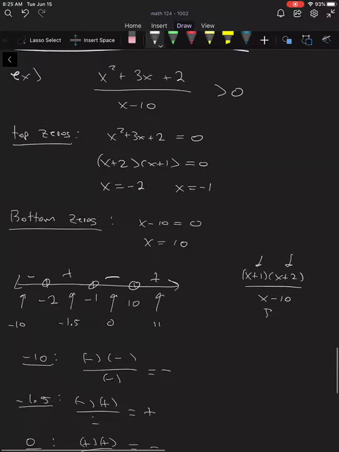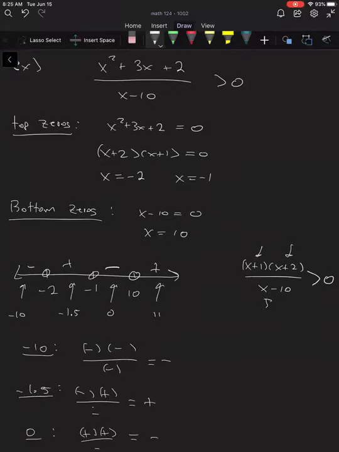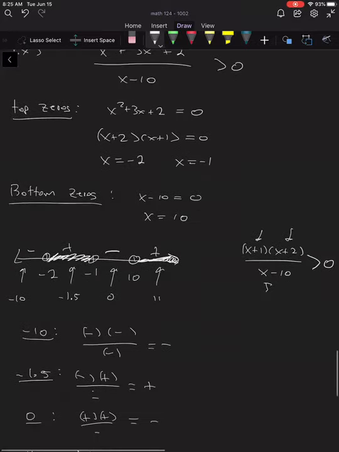So what are we trying to solve? We're trying to solve this piece bigger than 0. Since we want it bigger than 0, we take all of our positive sections. And so that's going to be our answer: minus 2 to minus 1, and then 10 to infinity.